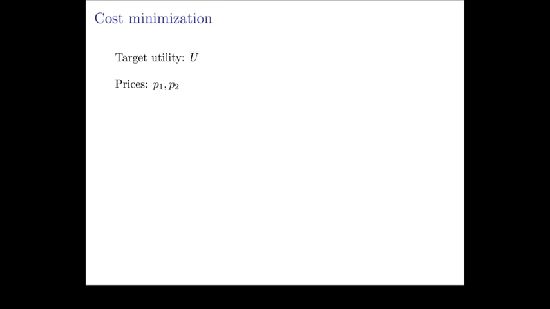When we try to find the compensated demand, what we're really doing is trying to find the least amount of money that we need to give to a consumer in order to get them back to the reference utility level. So what we're doing is really solving the cost minimization problem. So let's suppose you have a target utility level, U bar, and the prices are P1 and P2.